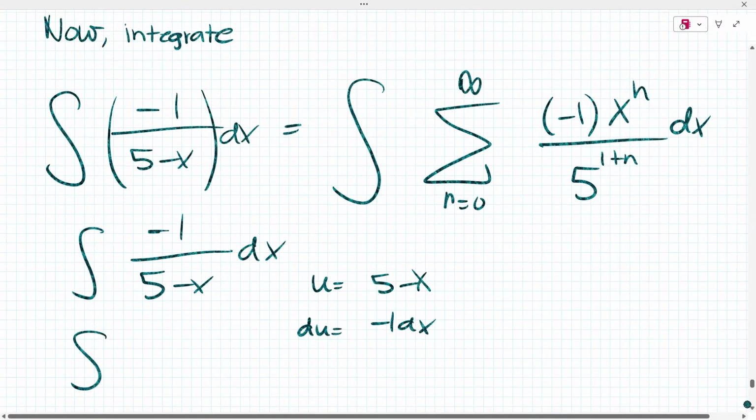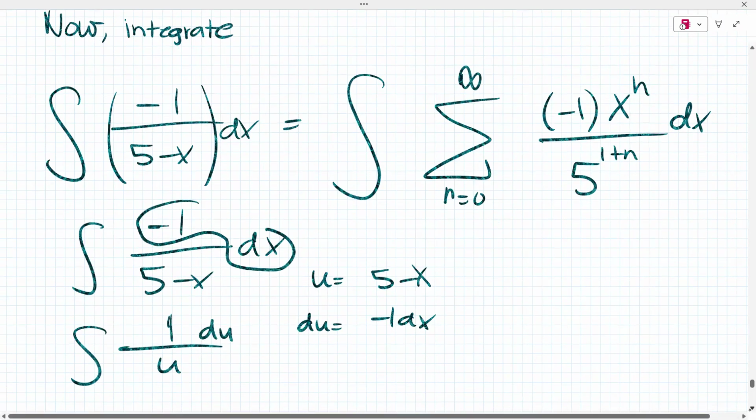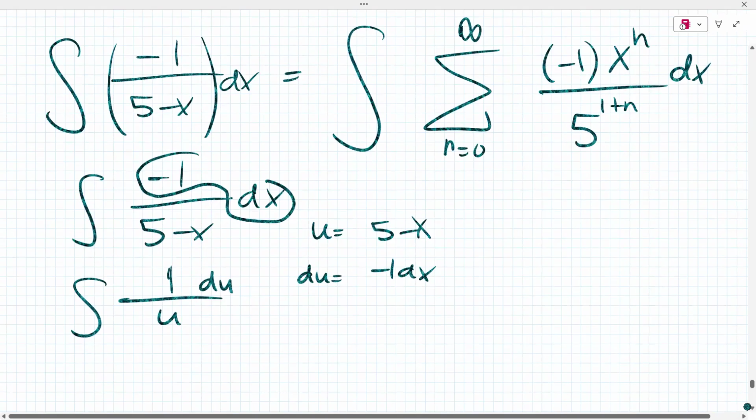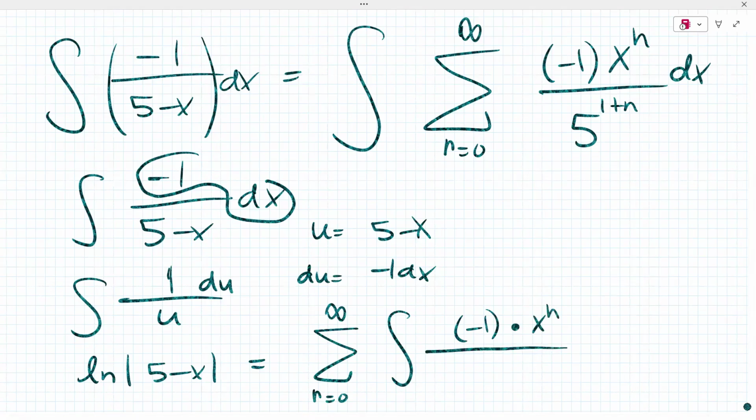Because you'll see that you get 1 over, and then you replace 5 minus x with u, and then you can replace negative 1 in dx with du. That's much better. And what is the integral of 1 over u? Exactly, ln of u. So our final answer will be ln of absolute value of u, which is 5 minus x. And then on the right, this would be the summation of n equals 0 to infinity of the integral of negative 1 times x^n over 5 to the 1 plus n dx.